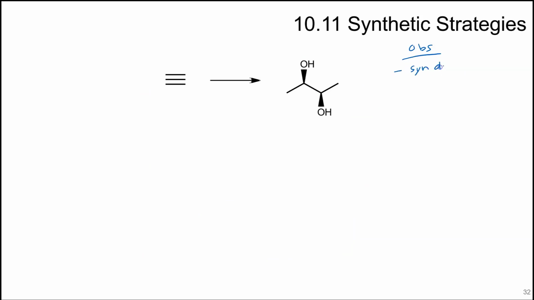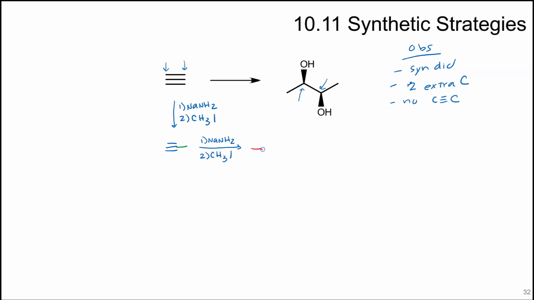Observations. We have a syn diol. We have 2 extra carbons. And there's no alkyne anymore. So if I work forward with this one, usually where the functional group is, is where your functional group handles are. Here is my functional group. These 2 carbons are going to be the same as these 2 carbons. So I need to add 2 carbons to that. And it'll be 1 on each side. So now I have this alkyne. I'm going to use Na, NH3 liquid to get the E-alkene.